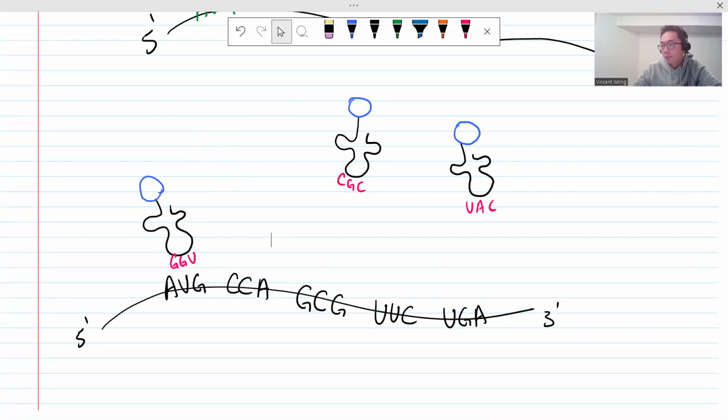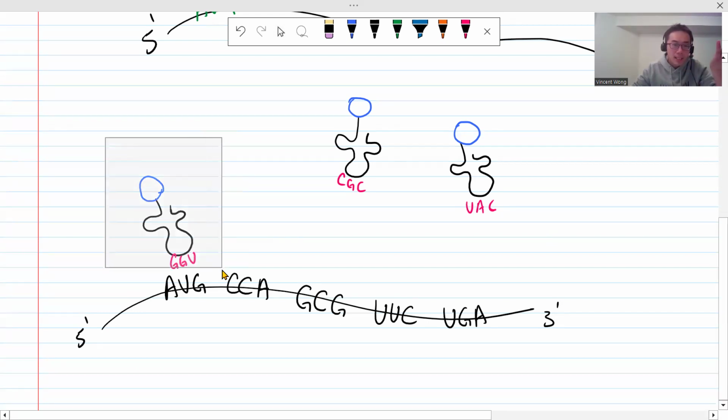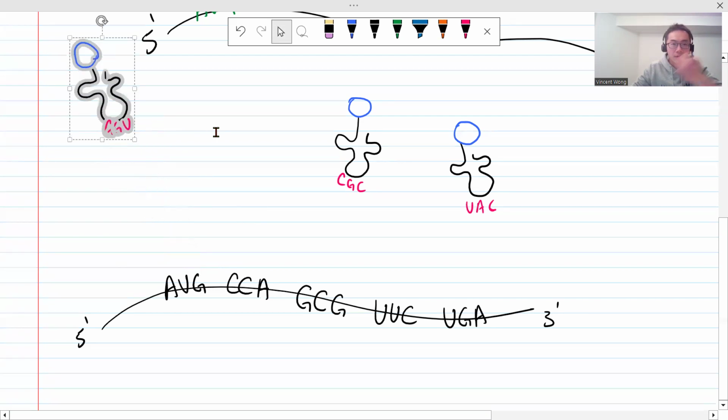Is that going to fit? Yes or no? No. Why not? Because G is not complementary to A. Exactly, right? So this is not going to fit. So the amino acid that it carries is not gonna come to the messenger RNA. It's just gonna bounce off.